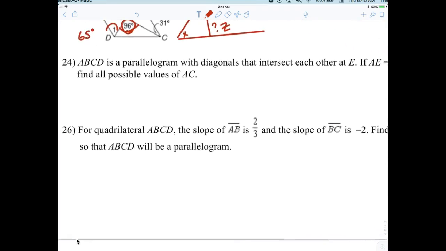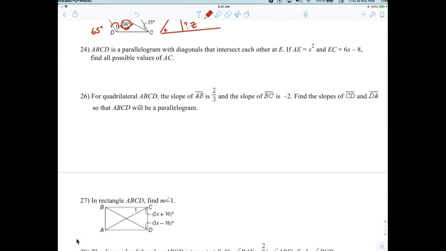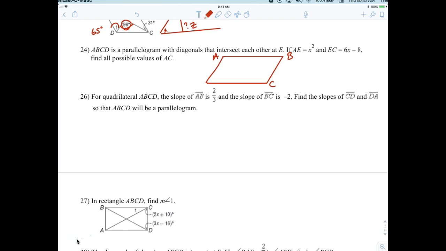Number 24. ABCD is a parallelogram with diagonals that intersect each other at E. Now, in my opinion, I would draw out ABCD just so I could see, so I don't make a mistake. All right? Because I think lots of times they try to mess you up with the shape. So I draw the diagonals and I put E right here. I think that's what it says.